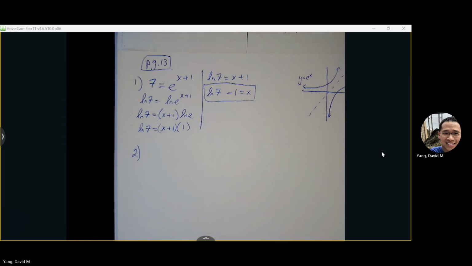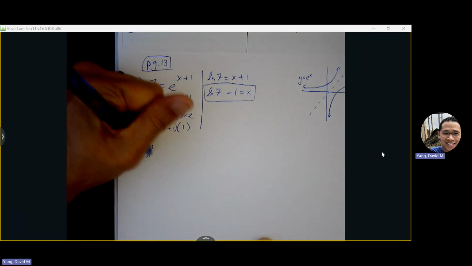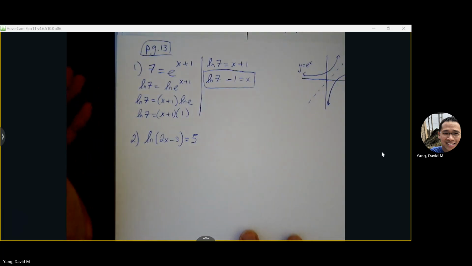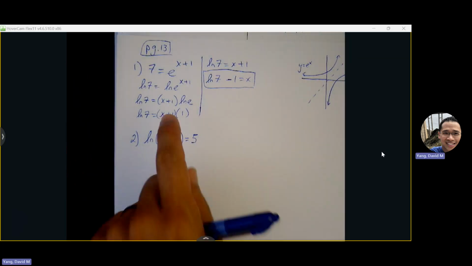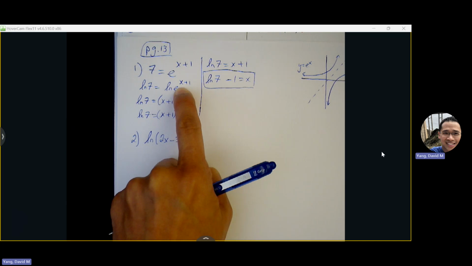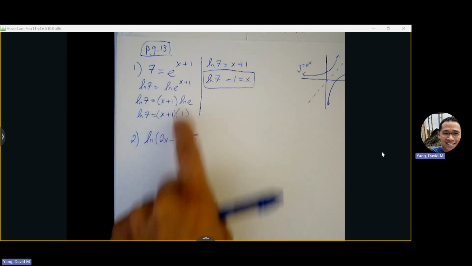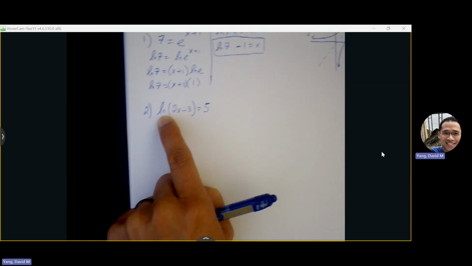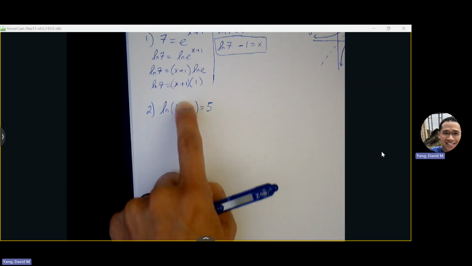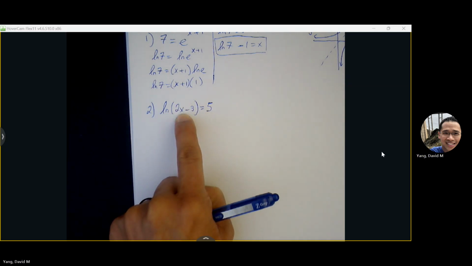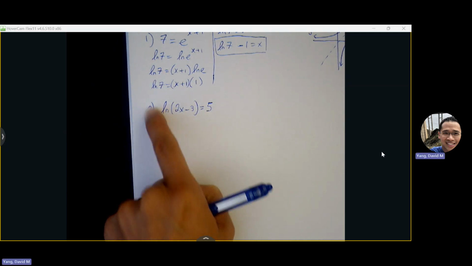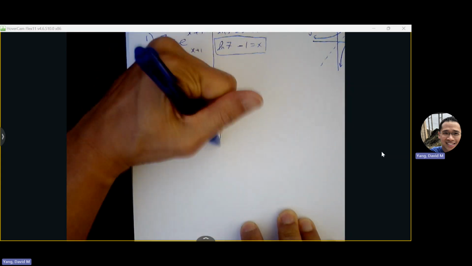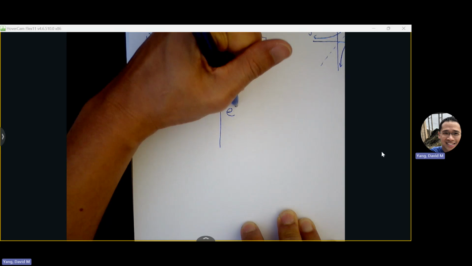Okay, number 2. Solve natural log of 2x minus 3 is equal to 5. Just like how we use natural log to help with our exponential function base e, we're going to use the exponential function base e to help us with this natural log problem. The issue here is I want to solve for x, but x is stuck inside the natural log. So we want to release that x from the natural log. Because e and natural log have a way of canceling each other out, we're going to raise both sides with e as the base.